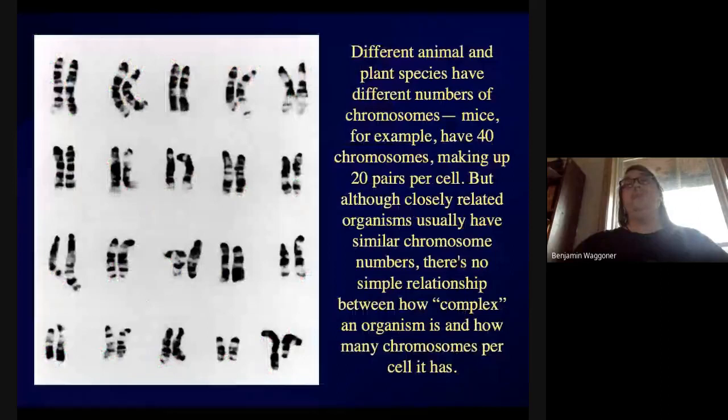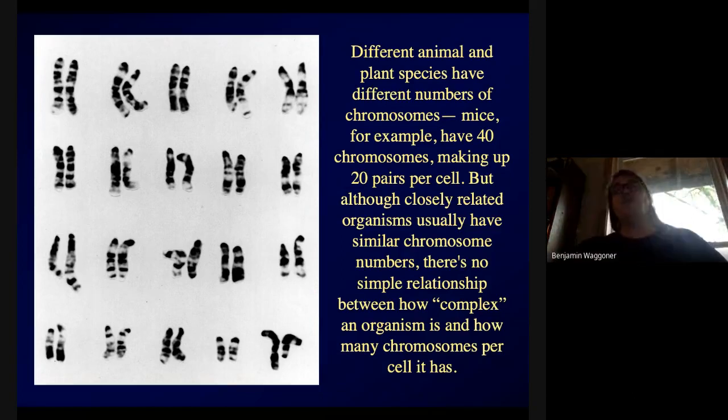Different animal and plant species have different chromosome numbers. These are mouse chromosomes that you're seeing here. They've been stained in a different way, so the bands look a little different. And mice have 40 chromosomes, and those make up 20 pairs per cell. There's no simple relationship between how complex an organism is and how many chromosomes per cell it's got. It's just a number. Mice have 40, fruit flies have 8.